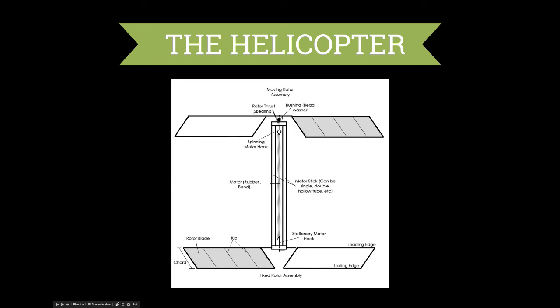Now on the top here, you see the rotor thrust bearing, the bushing, and the spinning motor hook. The spinning motor hook is what attaches the rubber band motor to your top rotor. When the rubber band unwinds, it'll turn this motor hook, which will in turn spin the rotor. The rotor thrust bearing goes in between the motor stick and the spinning motor hook to prevent friction, and the bushing goes between the motor stick and the rotor to prevent friction. So this will maximize your flight.